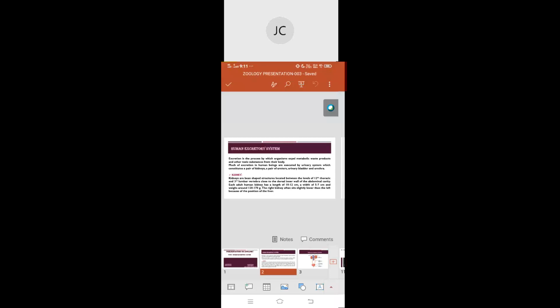What is kidney? Kidney is a brown bean-shaped structure located at the level of the 12th thoracic vertebra, close to the dorsal inner wall of the abdomen. The right kidney often sits slightly lower than the left because of the position of the liver. The liver pushes the kidney downward. Each adult human kidney has a length of 10 to 12 centimeters, a width of 5 to 7 centimeters, and weighs around 120 to 170 grams.